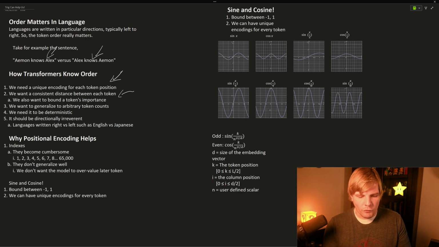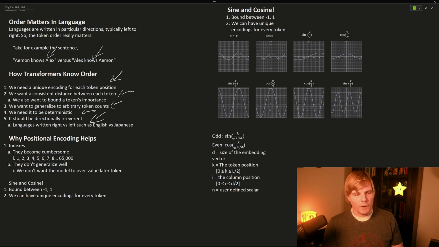And then we want to generalize to arbitrary token counts, and we would like it to be deterministic. And finally, we would like it to be directionally irrelevant. And what that means is we don't want to favor left versus right or right versus left languages. So for example, Japanese versus English, where in Japanese, we have a right to left language, and in English, we have a left to right language, and we would like our model to learn those equally well.